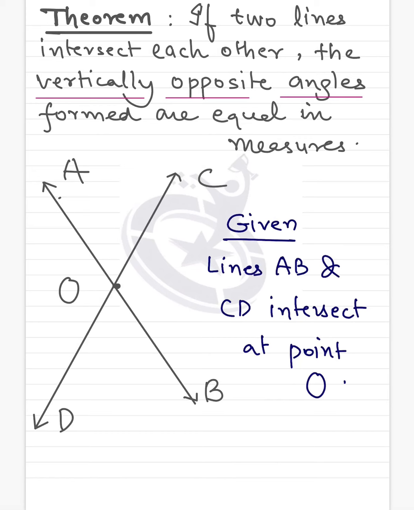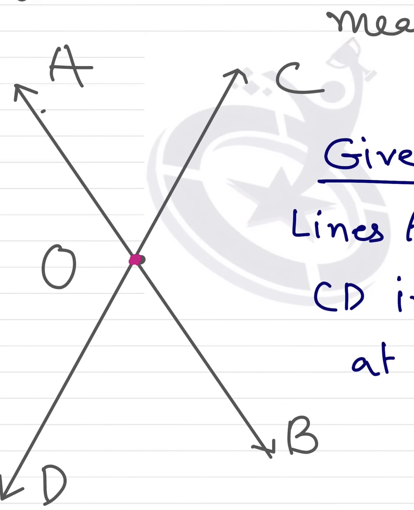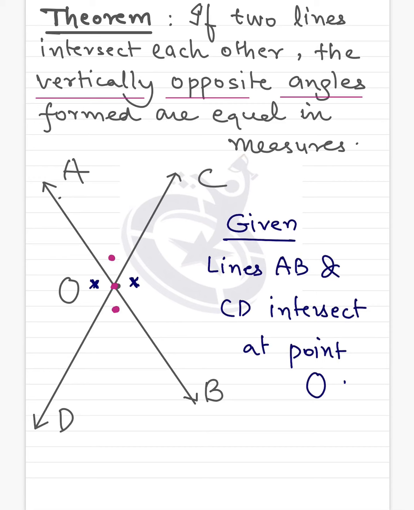I told you earlier also, whenever two lines intersect each other, four angles are formed. Clear? So I'll show you those angles. The first angle is angle AOC, which I have marked in pink color. The opposite angle is BOD. So these two angles are equal, angle AOC and angle BOD. The other pair of vertically opposite angles is angle COB, which I'm marking with a blue cross, and the opposite angle is AOD. Clear? So you have to prove that the vertically opposite angles are congruent.